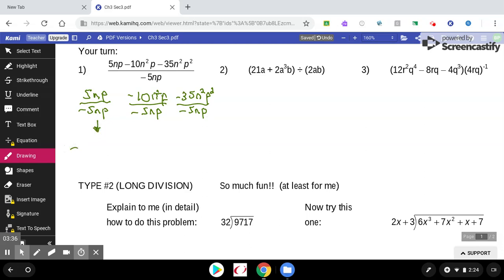I simplify this one. 5 divided by negative 5 is negative 1. The n's cancel, the p's cancel. I'm done with that one. Again, here's why I like splitting it up. You can see the middle one has a pair of negative signs, and a negative divided by a negative, we know, makes a positive. So 10 divided by 5 is 2. I have 2 n's and 1 n, which leaves 1. And 1 p and 1 p would cancel.